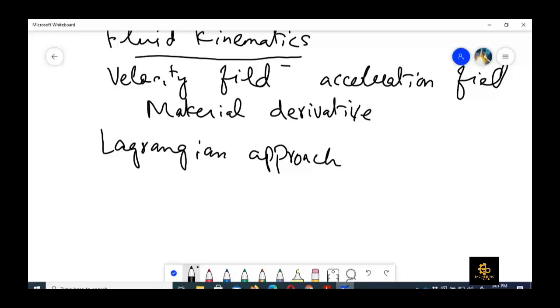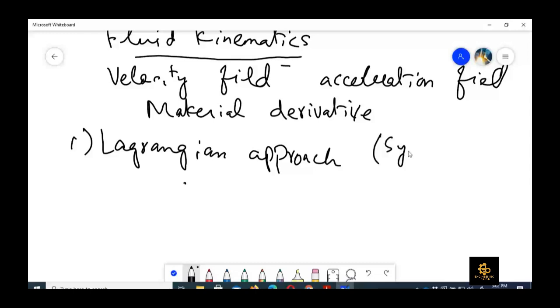That was the first way of doing analysis. And what is the Lagrangian approach? Basically, we follow an individual particle along its path, and we record the properties as it moves along its path. So that is the Lagrangian approach, and it is analogous to what we call the system approach.